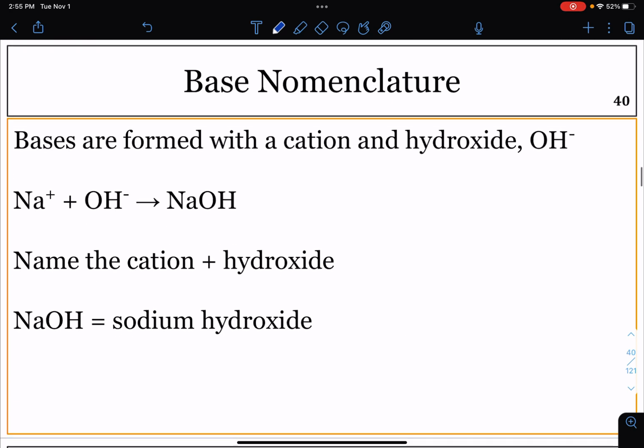All right, another new nomenclature for today is bases. Bases, the way they are named with these rules, are 1,000 times easier than acids. We treat bases as if they are ionic compounds. So I didn't even add the rules for these bases to the periodic table because you can just follow the rules for ionic compounds. Bases are formed with hydroxide, OH-, plus a cation.